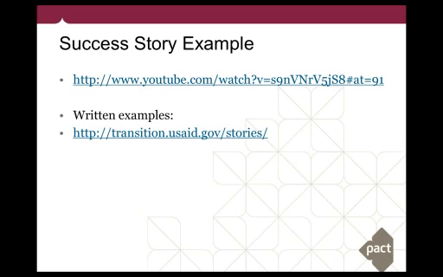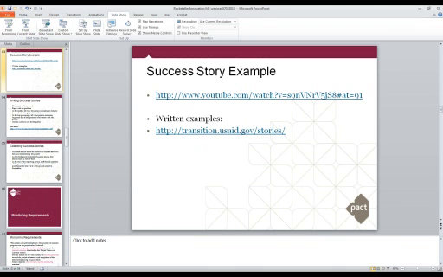I have a couple of examples. One is a YouTube video that I think I'll just leave you with the link to. It's of another Rockefeller project and it's a very nice audio-visual example. But in the interest of time, I'll just take us to one of the written examples. And I'm going to switch sharing to the correct application.